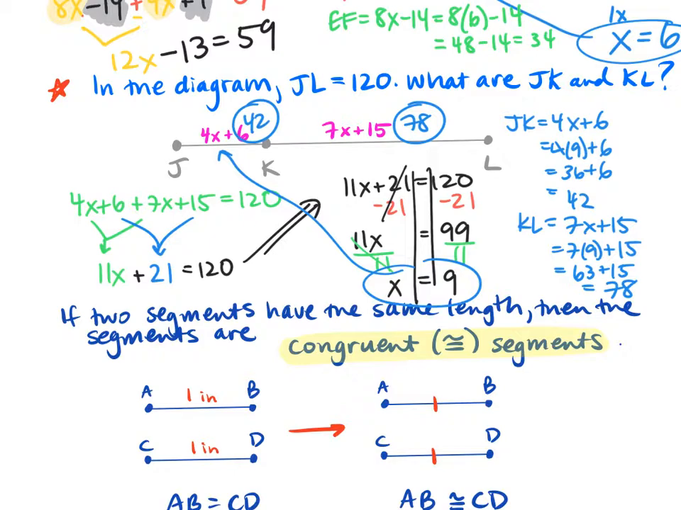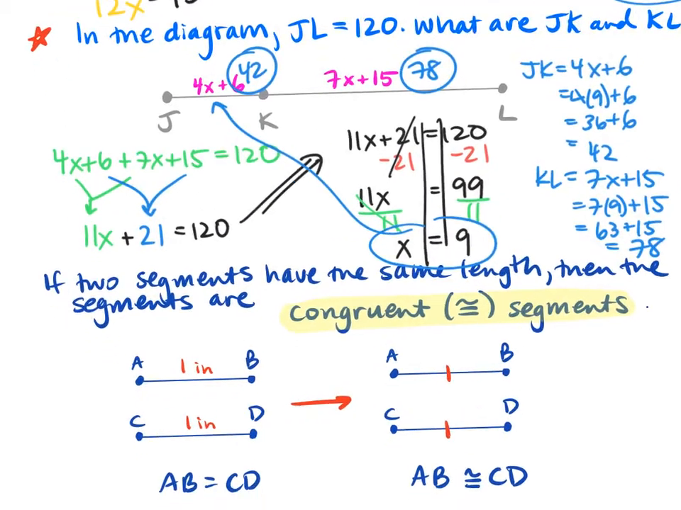Okay, so here we got the answers: JK was 42, and the answer for KL was 78. Hopefully you got that. If not, pause the video and check my work and see if you can find your mistake. And if you can't, or if you still have questions, ask when you get to class.